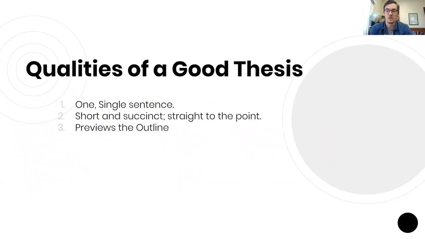Qualities of a good thesis, as far as review: 1 single sentence. Thesis should only be a single sentence. Don't turn it into a paragraph. Secondly, it should be short and succinct. And then thirdly, the thesis must preview the outline.